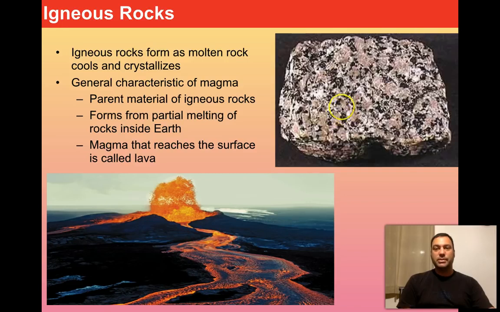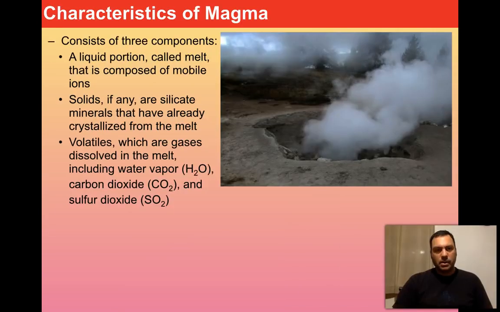Here we can see some K-spar, some albite, some quartz, and small amounts of biotite and hornblende as well, probably mostly biotite. Typical granite, and then of course we see here mounds of typical basalt. We're going to talk about what makes them different. They both come from the same source, molten rock, but why are they different?